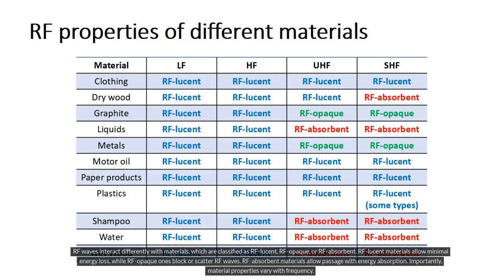RF waves interact differently with materials, which are classified as RF lucent, RF opaque, or RF absorbent. RF lucent materials allow minimal energy loss, while RF opaque ones block or scatter RF waves. RF absorbent materials allow passage with energy absorption. Importantly, material properties vary with frequency.